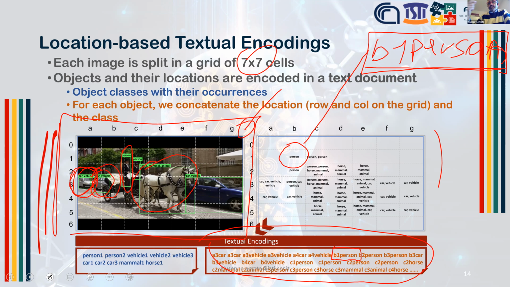When the user expresses a query, the user query is also encoded in the same way. So if, for instance, the user wants to have a vehicle in the A3 cell, his query will be encoded as A3 vehicle, and this information will be used to search inside Lucene for all keyframes that are associated with a text containing A3 vehicle, and this is done very, very fast.